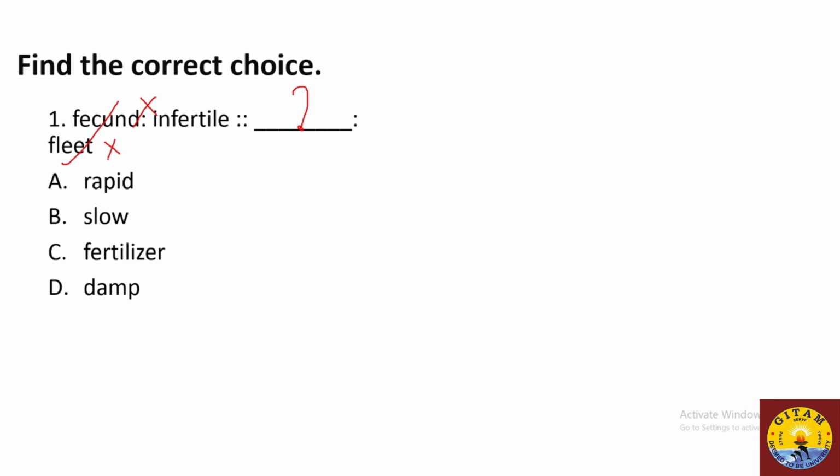By the way, fleet means to move fast. Fleet means to go rapidly. So what is the answer? I want the opposite. You're right. Answer is slow. Antonym analogy. Now quixotic, pragmatic. Quixotic, impractical. Pragmatic, practical. Again, opposites.